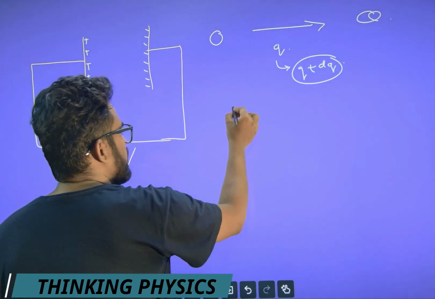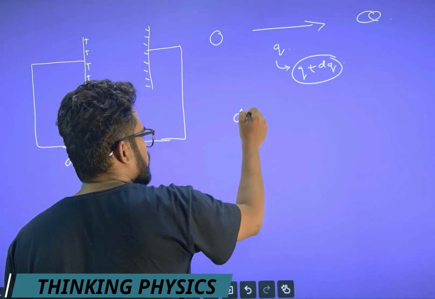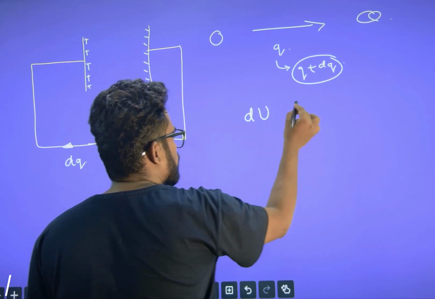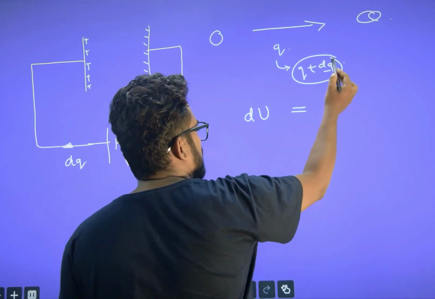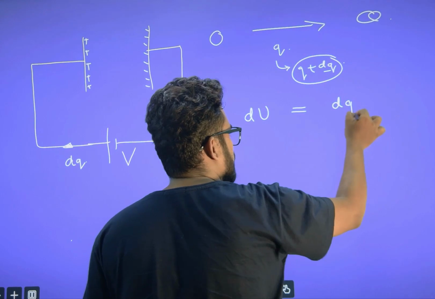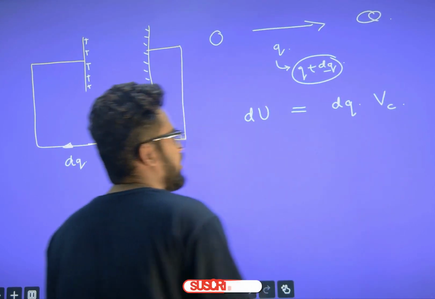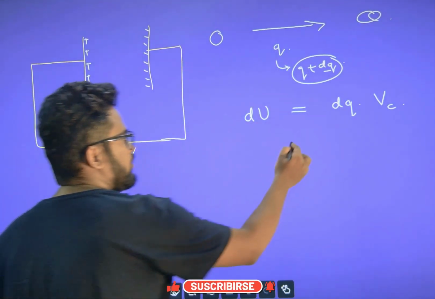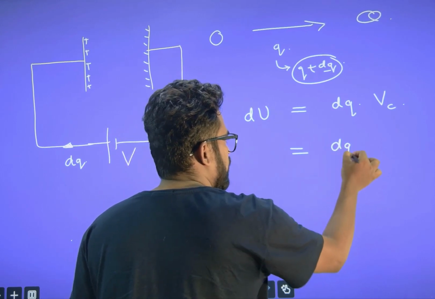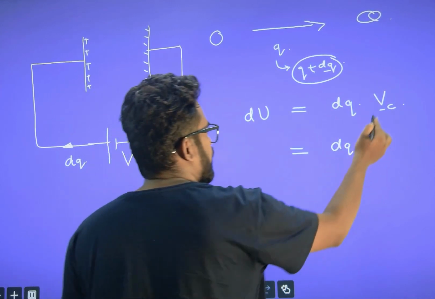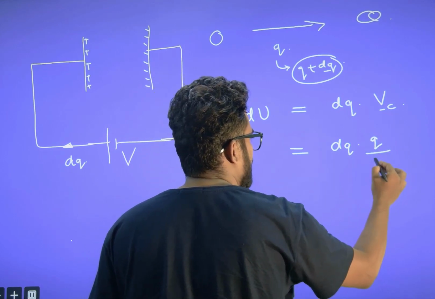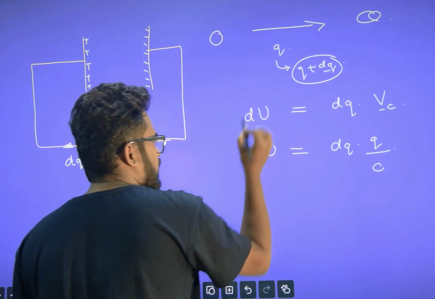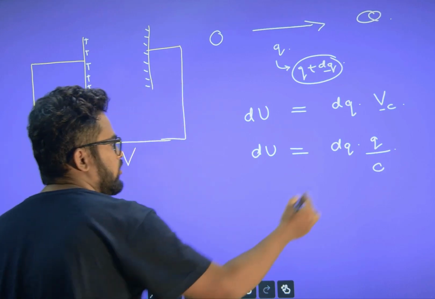Okay. So now we need to calculate change in potential energy. We need to calculate potential energy stored. So dU, how much potential energy would be stored in this extra charging of dq? So potential energy is given as charge into potential of the capacitor. Charge dq. What is the potential of the capacitor? Potential of the capacitor is charge by capacitance. V equals to q by C. So that is the small energy in storing this dq.